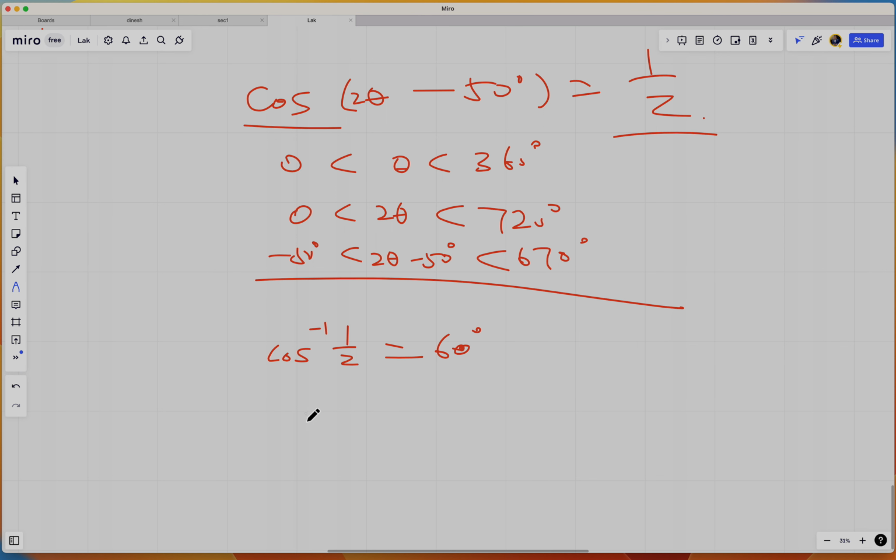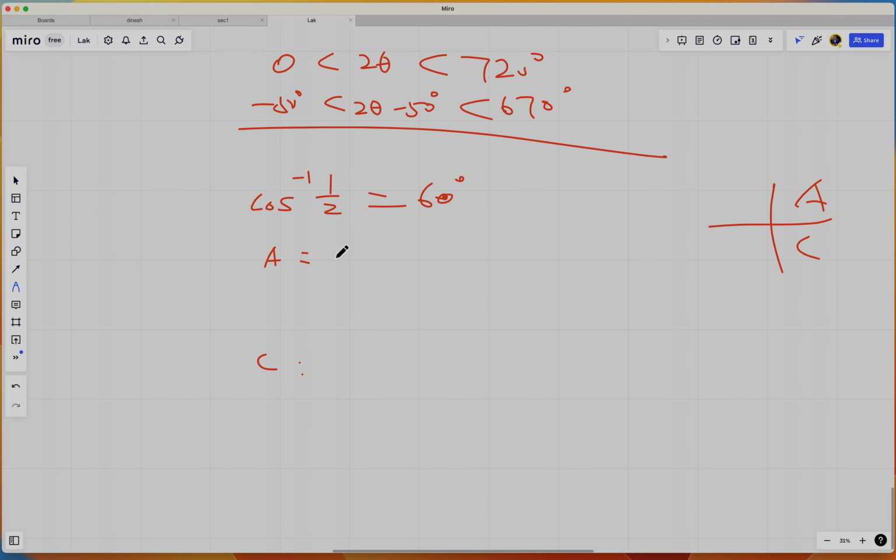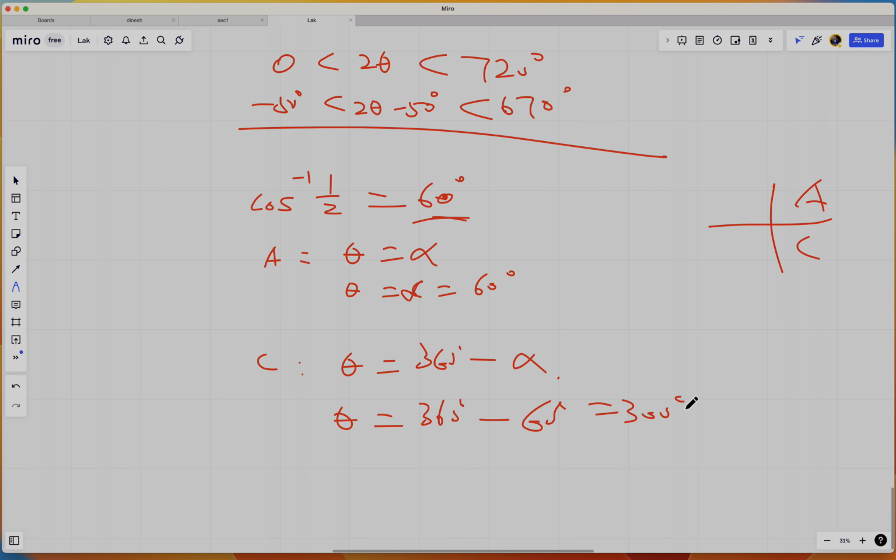So your job is to write down, because it's positive, so it's all C, right? So it's A, C, A is theta equals alpha, then theta is equal to 360 minus alpha, right? So therefore, your theta is equal to alpha, which is 60 in this case, given by the calculator, then theta is equal to 360 minus the 60, which is 300, right? Okay, so one answer is 60, the other one is 300.